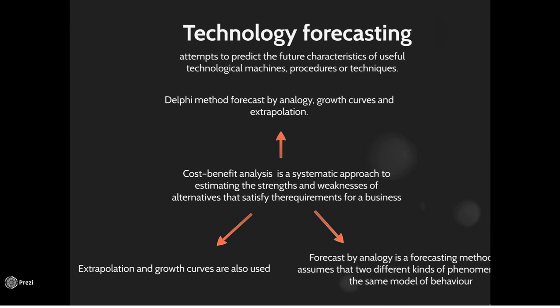Now, you have to do a form of technology forecasting. So you try to predict the future using characteristics of the technological machine, procedure, or techniques. And you have to do a cost-benefit analysis in a systematic way to find the strengths and the weaknesses that satisfy the requirements for a business.